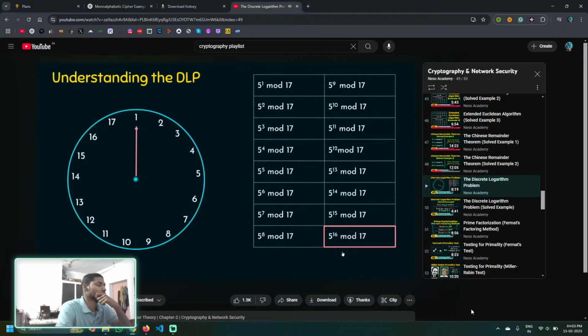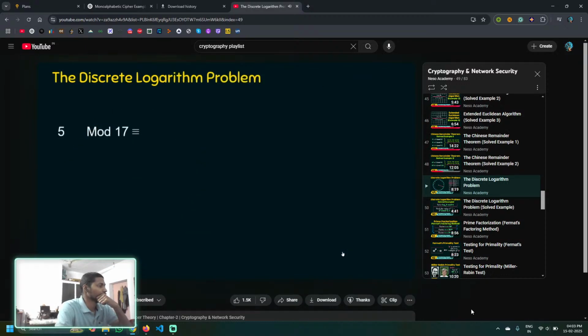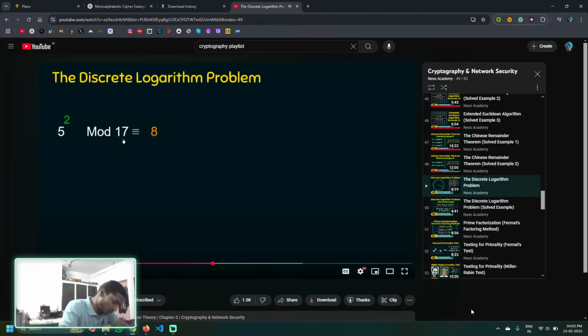If things are not clear, let's see this in a different way. Say we are going to compute 5 power x mod 17. We know 17 is a prime number and 5 is a primitive root. Then we say 5 is a primitive root of the prime number 17 if 5 power 1 mod 17 to 5 power 16 mod 17 gives unique results. Say 5 power 1 mod 17 gives 5, 5 power 2 gives 8. So when we carry out this operation, we get unique results.